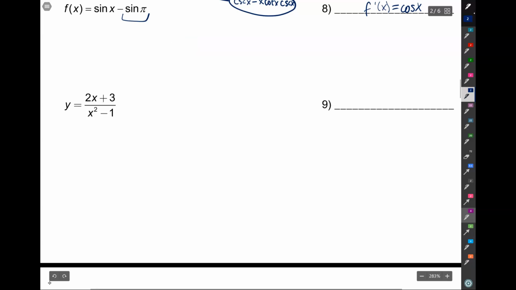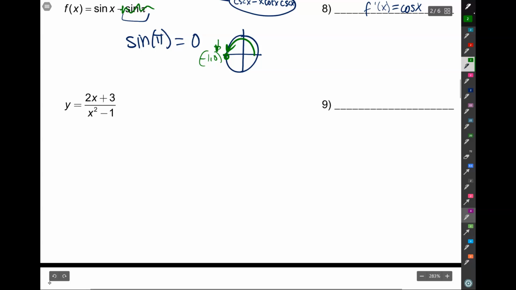I'm gonna circle that in red. Sine of pi is 0 because if you're on your unit circle, you're wanting the y value at pi. Surprise, the y value is 0. So that whole term goes away, and I'm just asking for a derivative of sine x, which is cosine x. All right, now we're going to do quotient rule one more time.